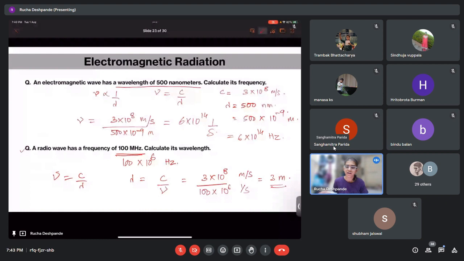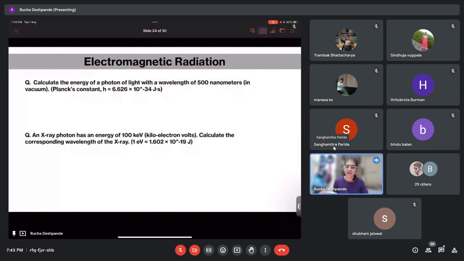So you guys know the relation between energy and wavelength, right? E is equal to hc by lambda, or E is equal to h nu. So this relation is being used for this question.